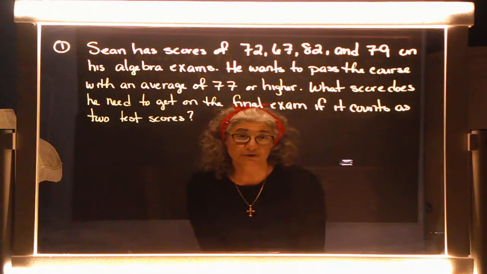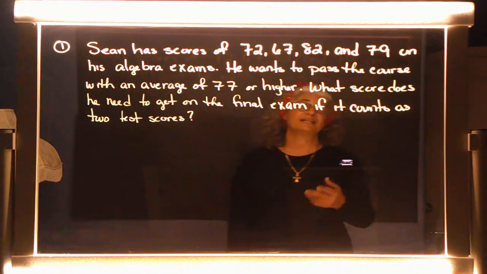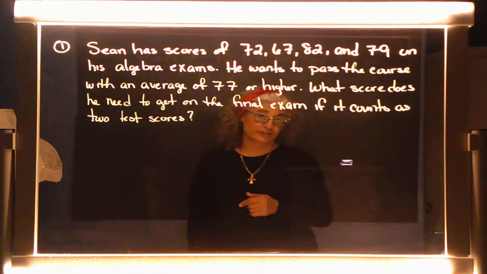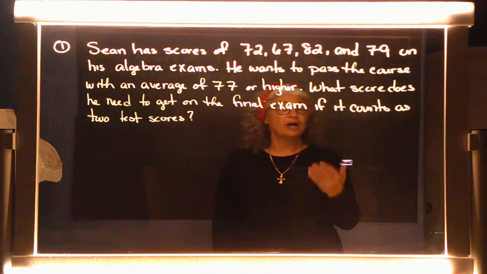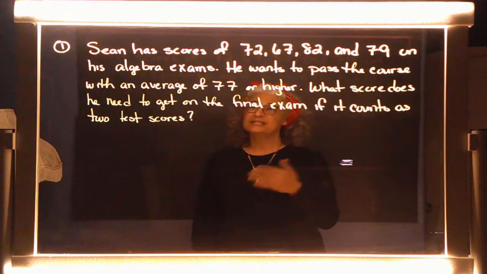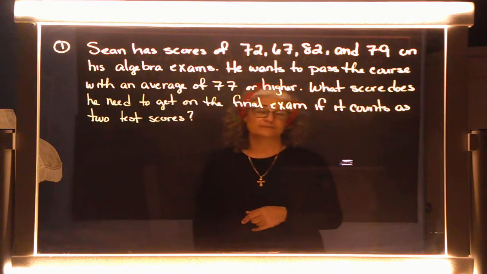Okay, so let's look at this first story. Sean has scores of 72, 67, 82, and 79 on his algebra exams. He wants to pass the course with an average of 77 or higher. What score does he need to get on the final exam if it counts as 2 test scores?